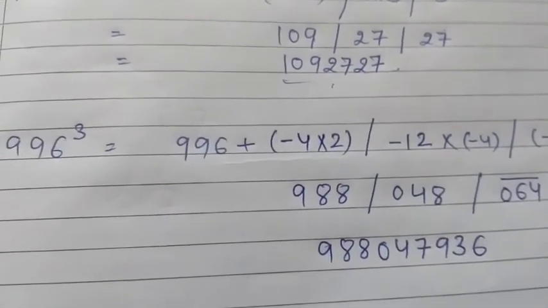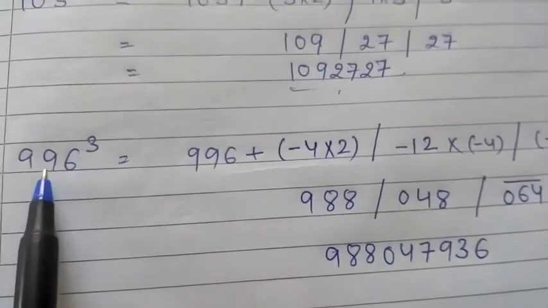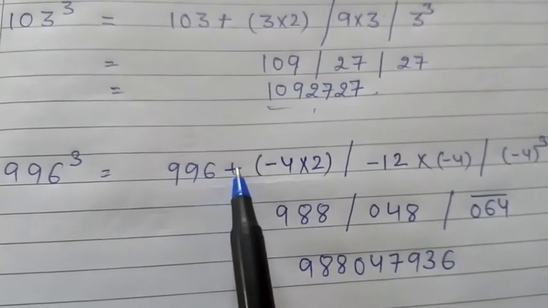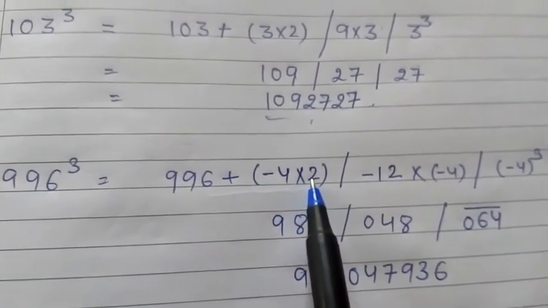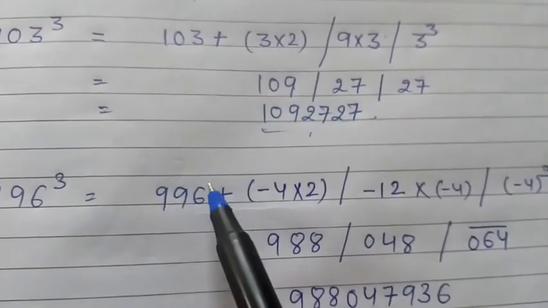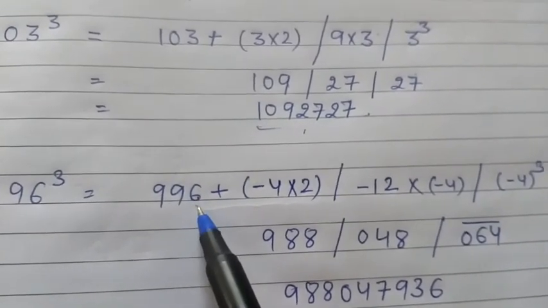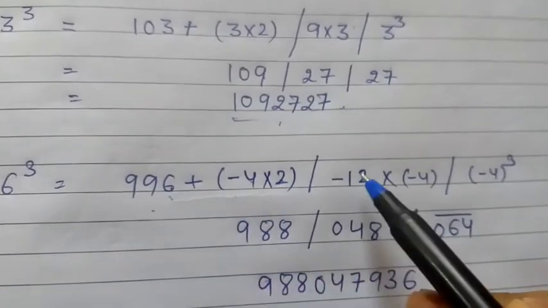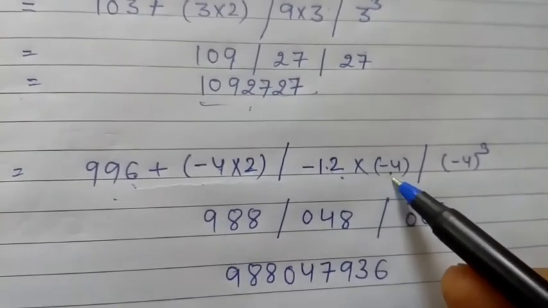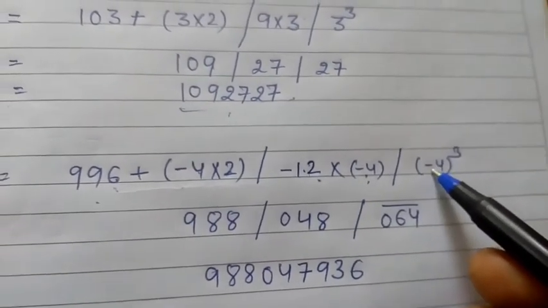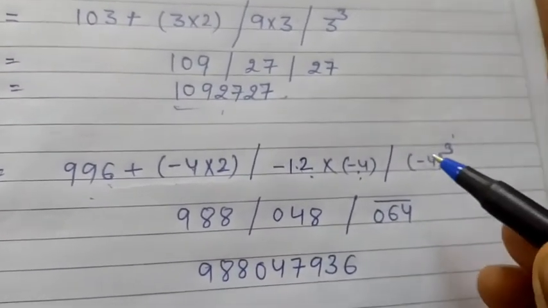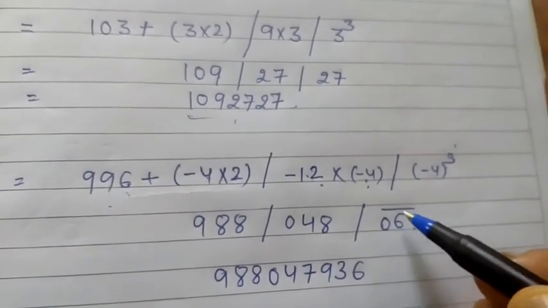Again, second example, 996 cube. This number is 4 less than 1000. It means 996 plus minus 4 into 2. Each number multiplied by 2. Which one is less? Minus 4, 4 less than, it means minus 4 minus 8 is minus 12. Minus 12 multiplied by how much is less? Minus 12 into minus 4 is 48, and the last part is minus 4 cube.